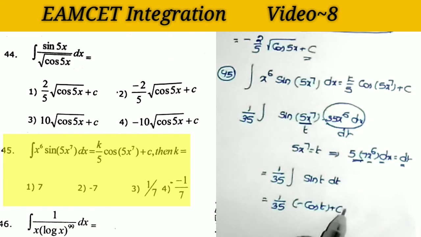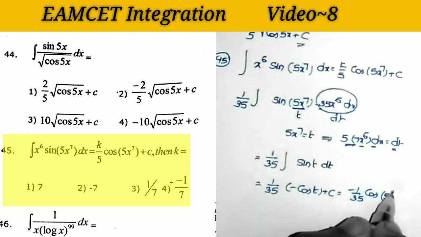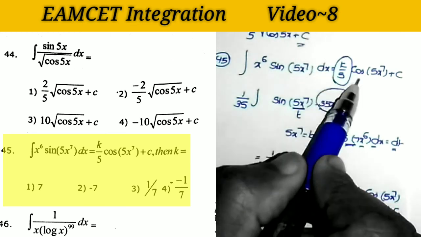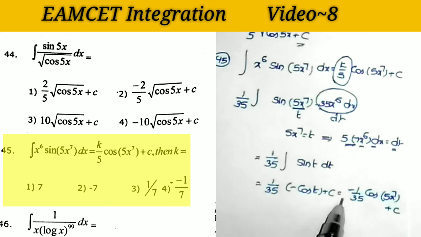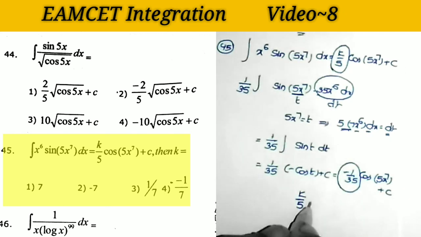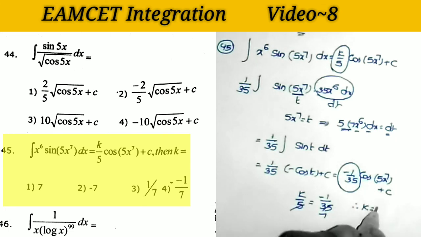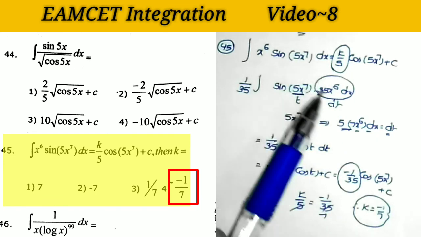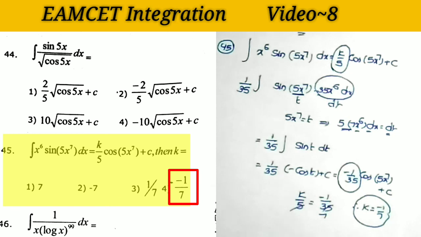That is, the answer is minus 1 by 35 into cos of t. What is the t value? 5 into x power 7 plus c. But what is given? The answer is k by 5 into cos of 5x power 7. But here we get minus 1 by 35 into cos of 5x power 7. So these two constants are equal. Therefore k by 5 is equal to minus 1 by 35. Then the value of k is equal to minus 1 by 7. That's all, and this is the fourth option. Very easy. The answer is already given. Just form the answer and compare it with the given answer to get the value of k.